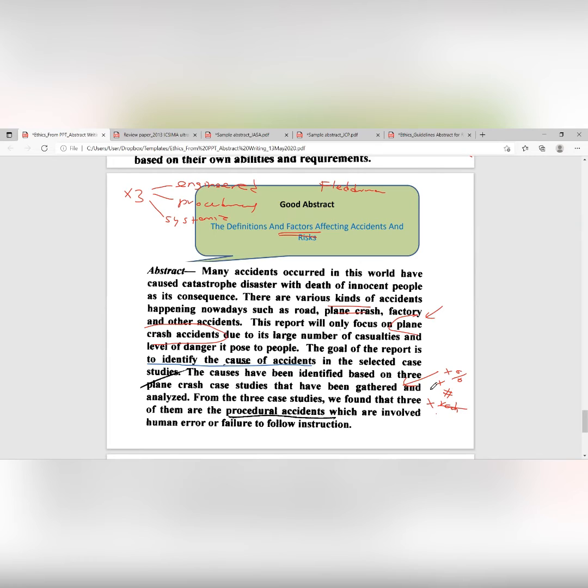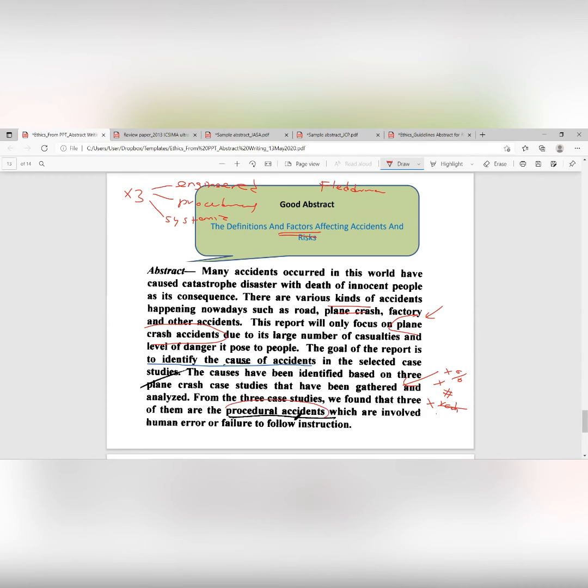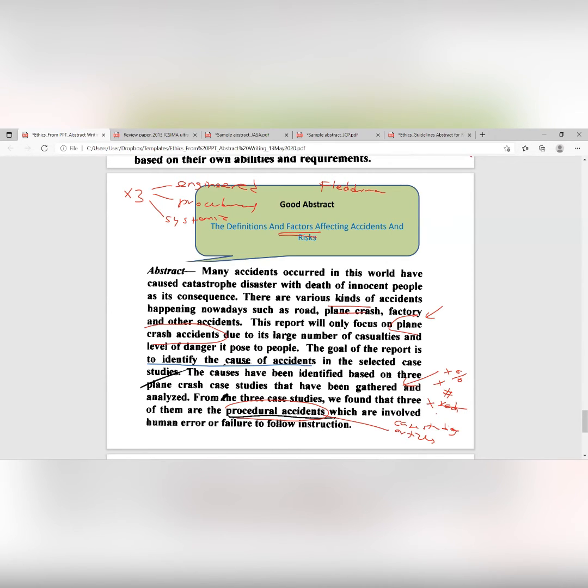All right. And then from the three types of accident, engineered, procedural, and systemic, we find out that the procedural accident is the most common from their study, from their case study, from articles and so on. From the articles, they find out that this procedural accident is the most common cause of a plane crash accident.